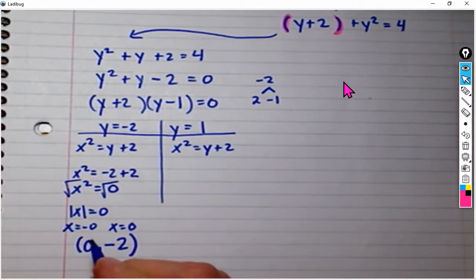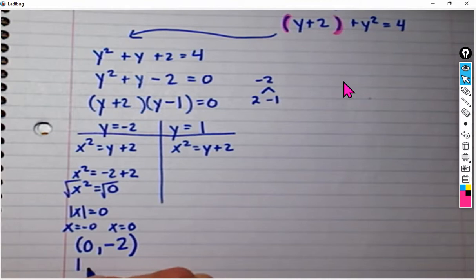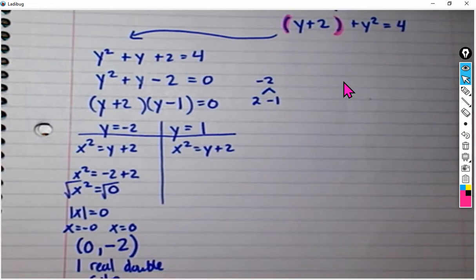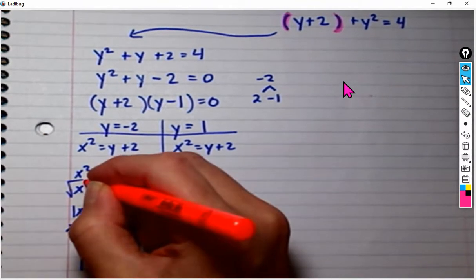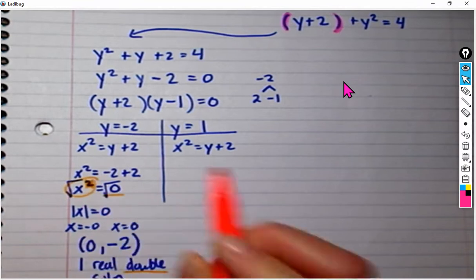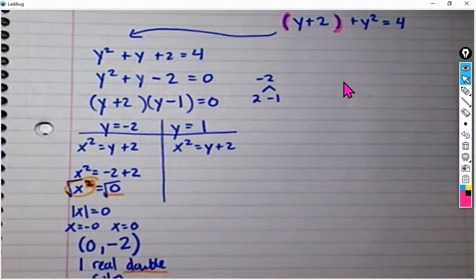And I'm going to label it 1 real double solution. How did I know it was a double? It's because right here, that's the same factor twice. X squared, that's x times x, same factor twice.